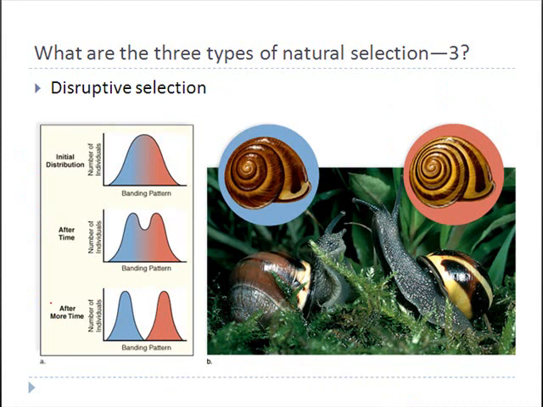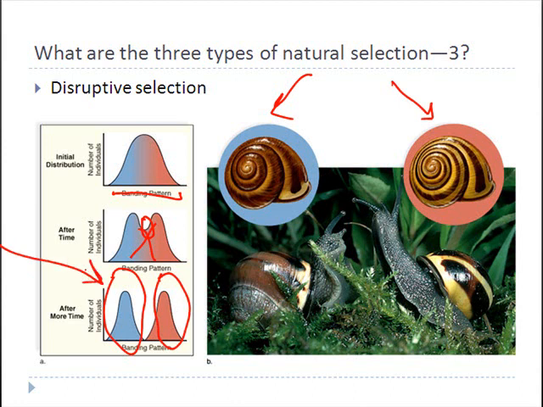Last one is disruptive selection. In disruptive selection, you start out with a population that has perhaps 2 different colored patterns, like in these snails. And what happens is selective pressures select for both of these patterns, and the intermediate pattern between the 2 is selected against. And over time, you actually get 2 different species evolve as a result of this selective pressure. So that's all we're going to talk about in terms of natural selection and microevolution, and that will wrap it up for this week's lectures.